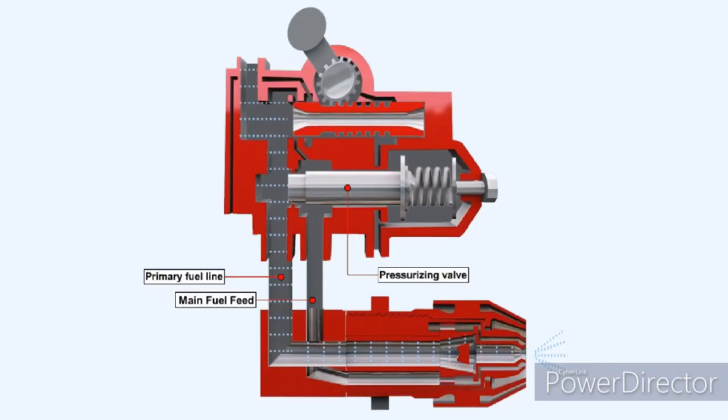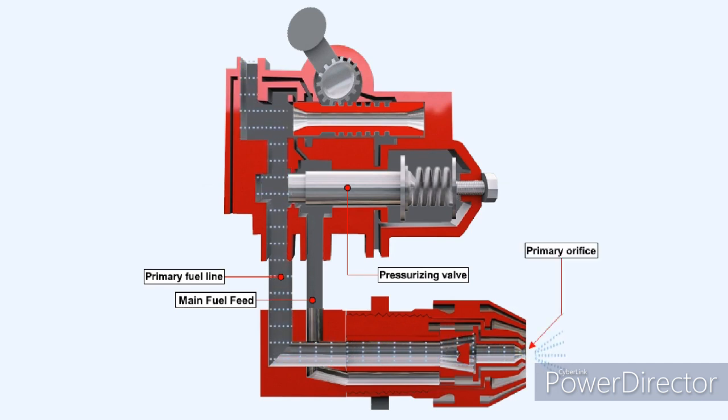The duplex system, and shown here the duplex spray nozzle, effectively use an orifice of variable size. At low fuel pressures, a pressurizing valve closes off the main fuel feed to the nozzle, the only supply coming from the primary fuel line. The primary fuel line feeds the primary orifice, a relatively small hole, which is capable of providing a finely atomized spray at lower fuel pressures.